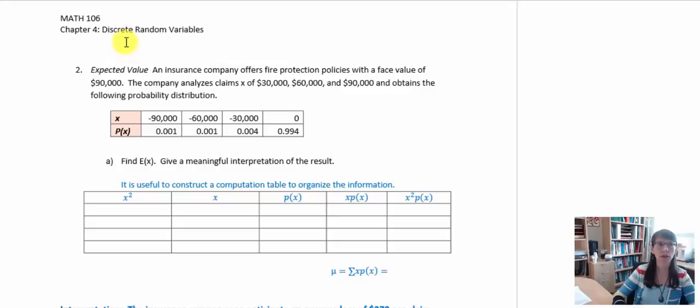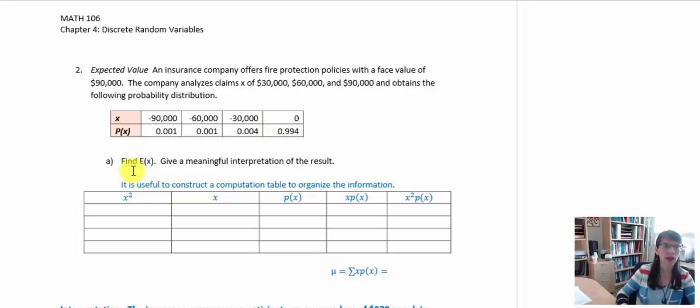In today's example with discrete random variables, we are going to be working with negative x values. An insurance company offers fire protection policies with a face value of $90,000. The company analyzes claims X of $30,000, $60,000, and $90,000 and obtains the following probability distribution. So if claims are being made in these amounts, that means the X value is a negative number. We also could have 0 claims. And here are the probabilities associated with each of those claims.